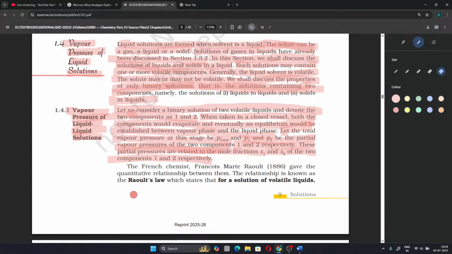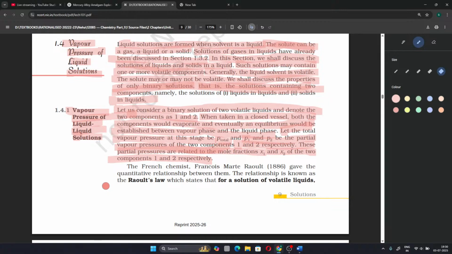Okay, let's read the statement again. Let us consider a binary solution of two volatile liquids and denote the two components as 1 and 2. When we take them in a closed vessel, both the components would evaporate and eventually an equilibrium would establish between the vapor and liquid phases. Let the total vapor pressure at this stage be P total.